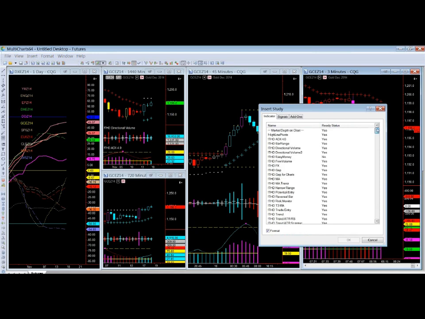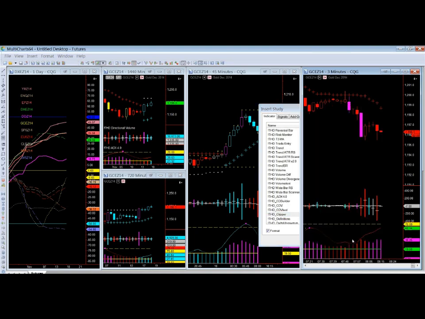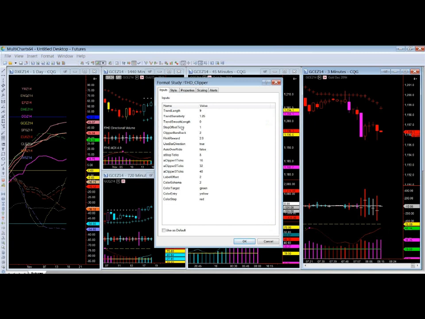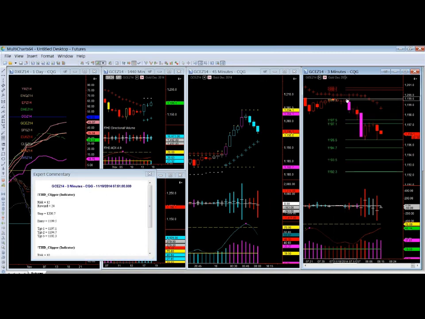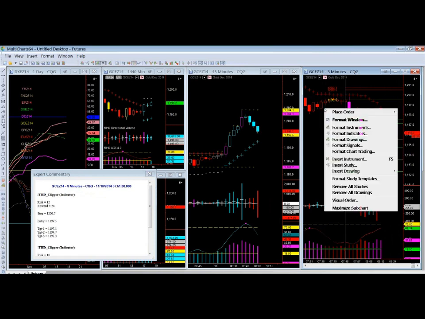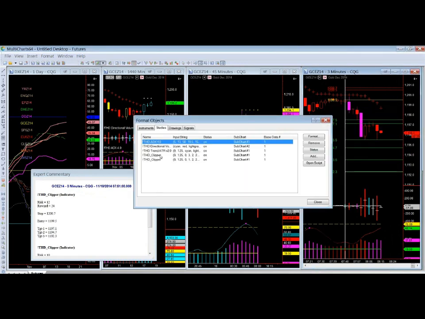Now, if I go and I put the clipper on here, and let me find it real quick. And there it is. We're going to say false here. And click OK. I'm going to go up here and I'm going to put it right there. I must have two clippers on here. Yep, I do.